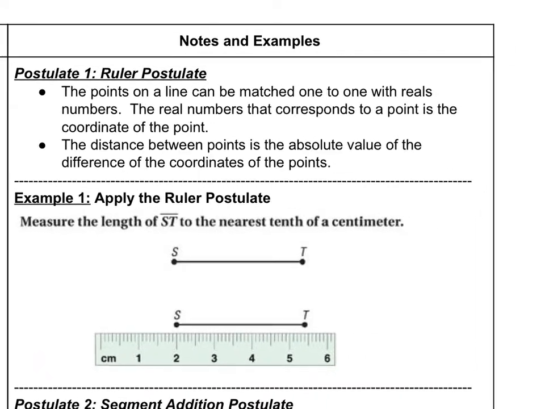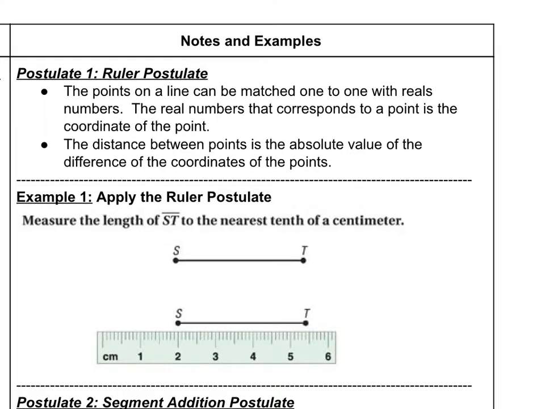So first, Postulate 1 is called the ruler postulate. Basically, it means that the points on a line can be matched one-to-one with real numbers, and that the distance between points is the absolute value of the difference of the coordinates. So if we look at Example 1, we can take this line segment, place a ruler on it, and measure from here to here.